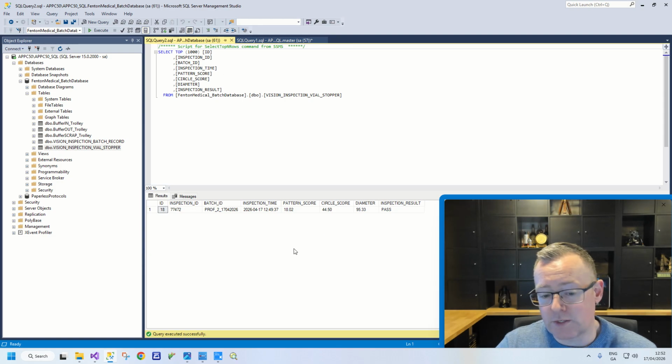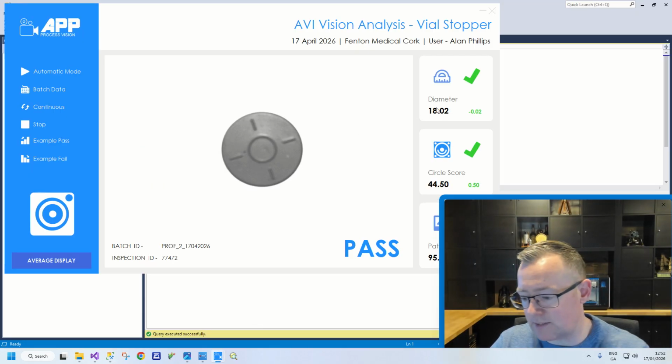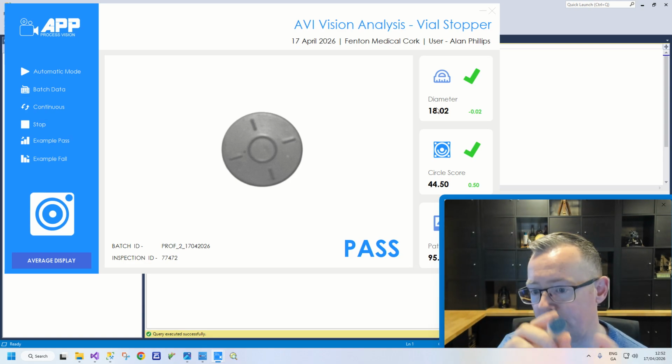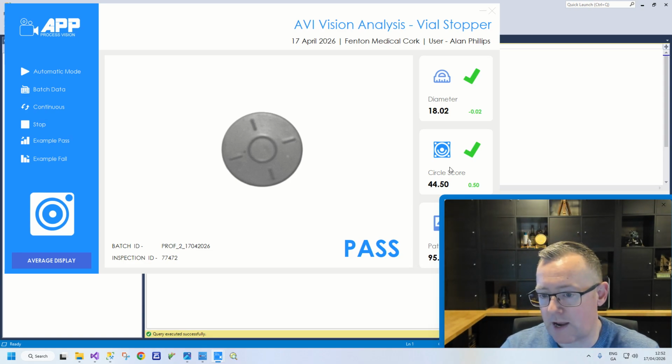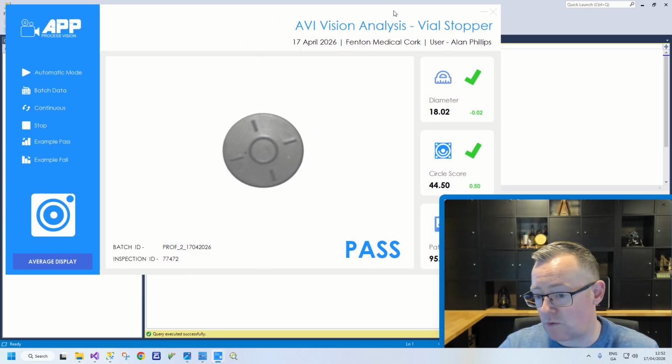basics that are there. So in the actual application, what I'm looking at is the diameter. I'm looking at the diameter of the stopper on top, and then I'm looking at how circular it is. Right. And then I'm looking at a general pattern match. Right. So essentially, I'm just looking at three basic metrics.